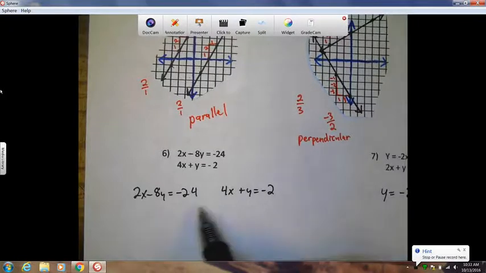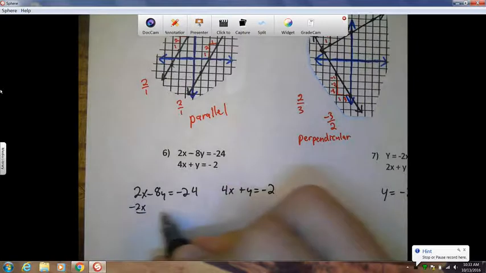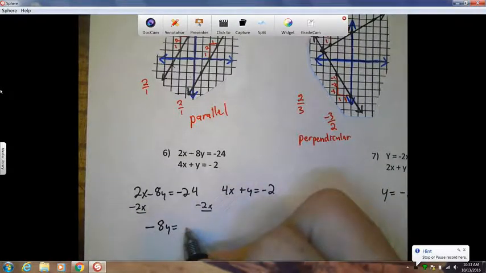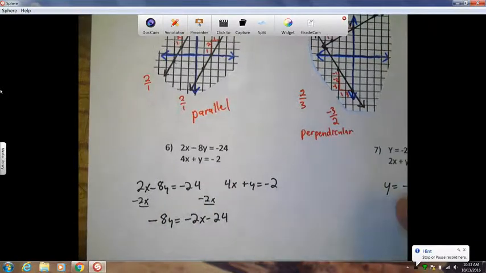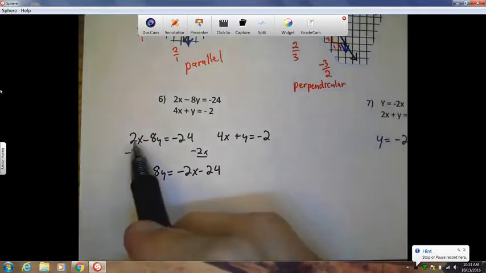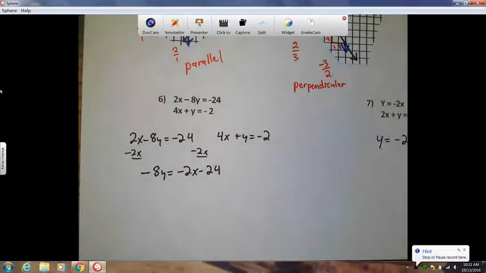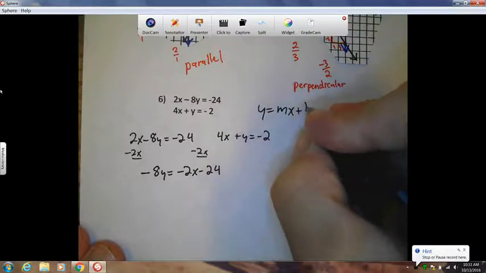I have to rearrange. So I need to get this 2x to the other side, so I'm going to subtract 2x. Negative 8y equals negative 2x minus 24. So just take a look at what I did there, so that way you know. I have this 2x, it needs to go to the other side because I want to get it in slope-intercept form. I want y equals mx plus b, so I can look at m, which is the slope. So I had to move it.